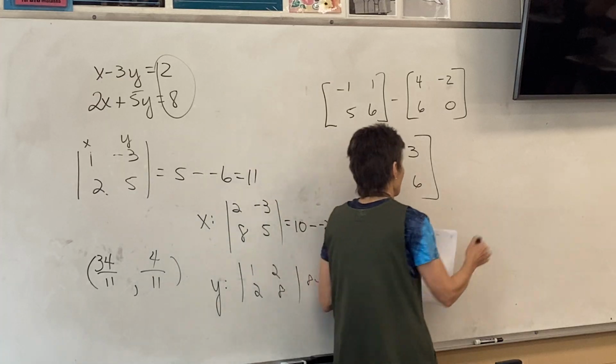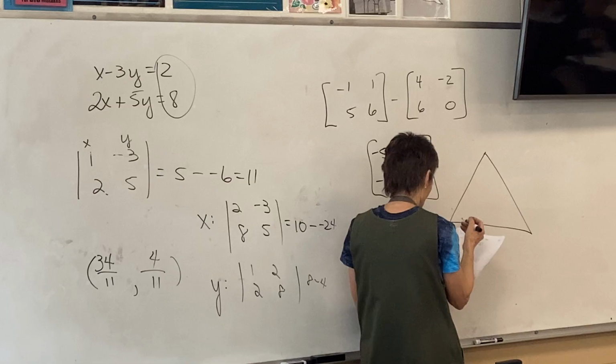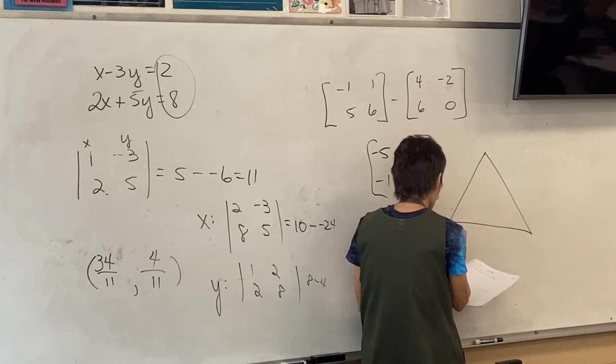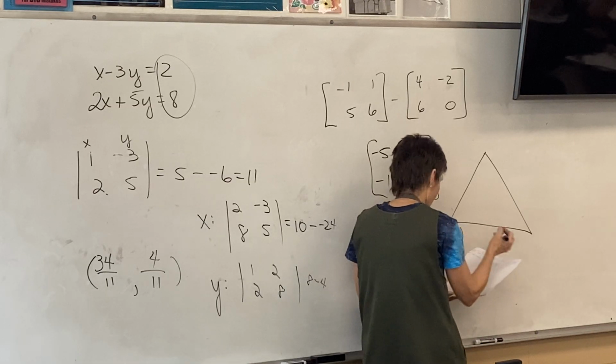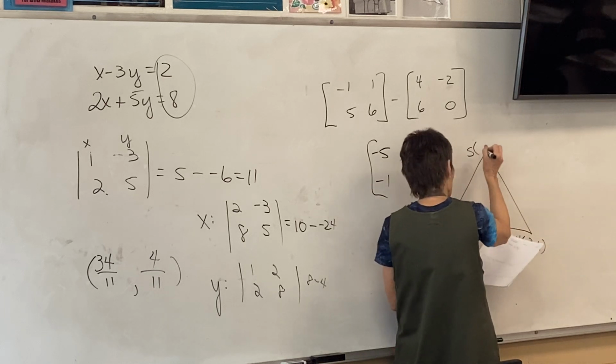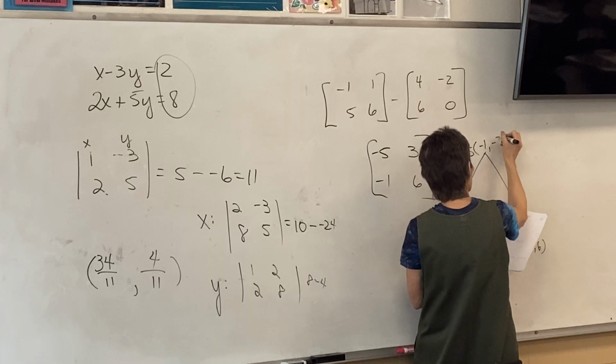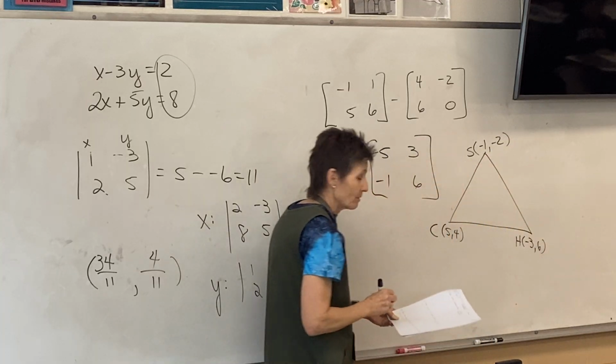Alright, so the first thing we do, you don't have to graph it, but I always like to have a visual here. So C is 5, 4. H is negative 3, 6. It makes no difference where you put them, just call one of them C, one of them H, and one of them S. Doesn't matter.